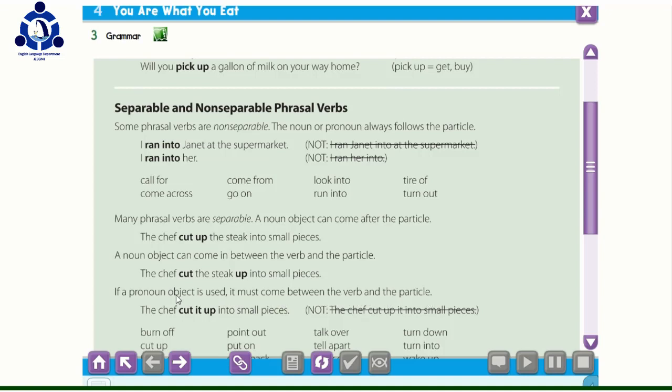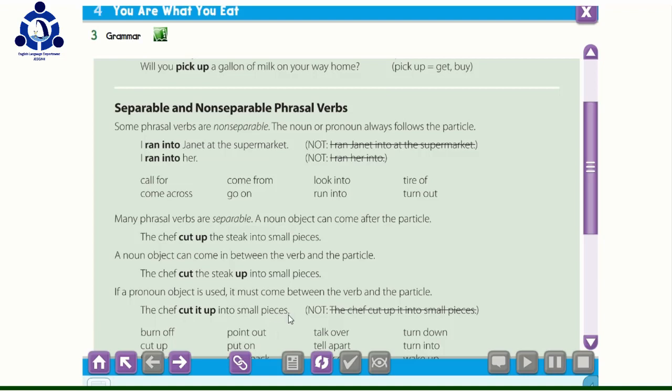Look at this. If you use a pronoun object, not a noun, but a pronoun, like we said, he, she, it, they, you, we. Okay, these are pronouns. If a pronoun object is used, it must. Look at must. So it must come between the verb and particle. Like this example, the same example, but I used a pronoun instead of a noun here in the object. Okay? The chef cut it up into small pieces.